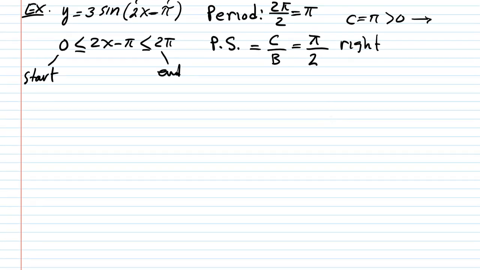But I don't actually need all this detail from the formulas. This interval will give me everything I need. It works like magic. Let's isolate x. To isolate x, I'm going to add pi to all three parts.